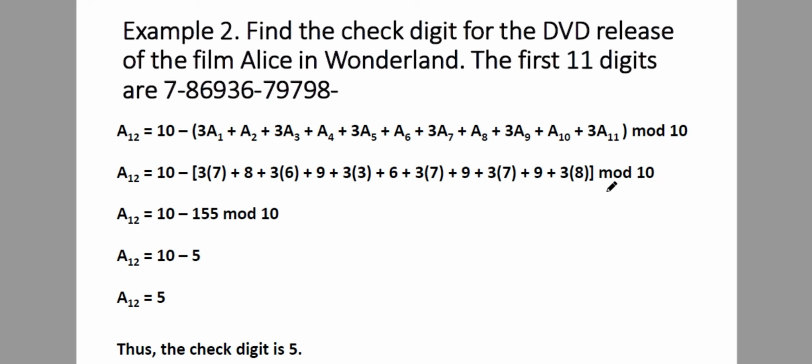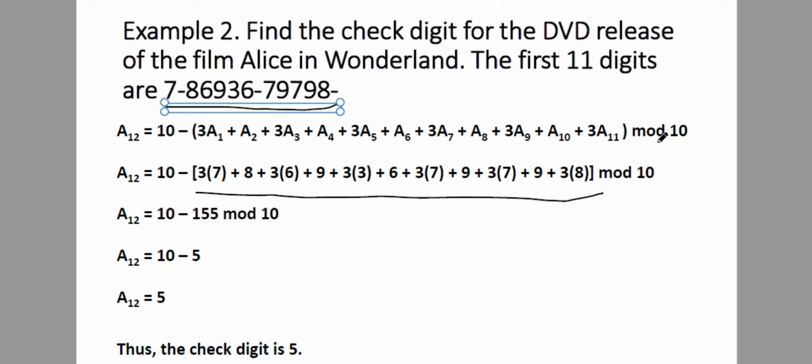Next example. Okay, we have another UPC. This is 11 digits. So we need to find the 12th digit or the check digit. So this is A1, A2, A3, A4, A5, A6, A7, A8, A9, A10, and A11. So substitute all of these to our formula. You have this expression.